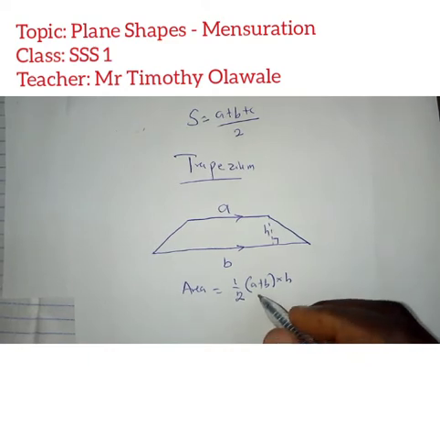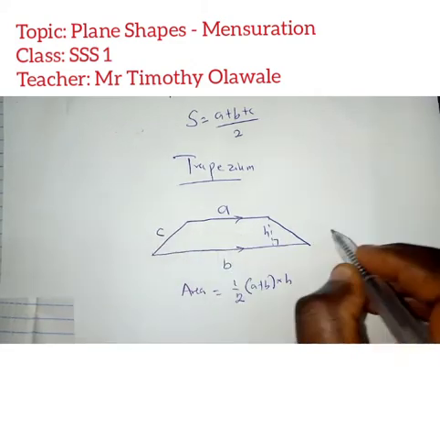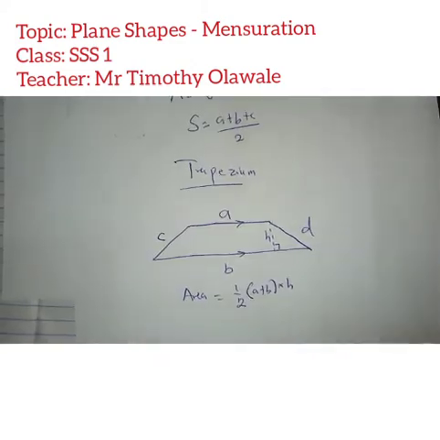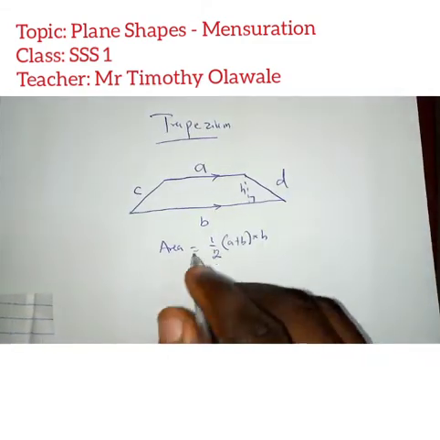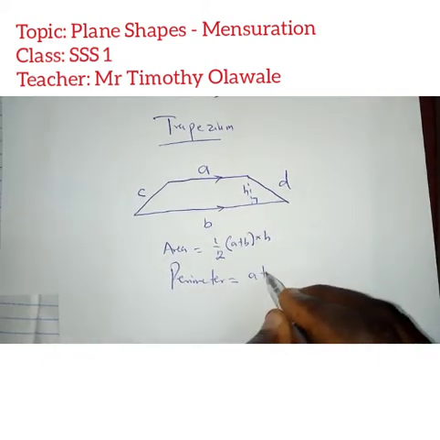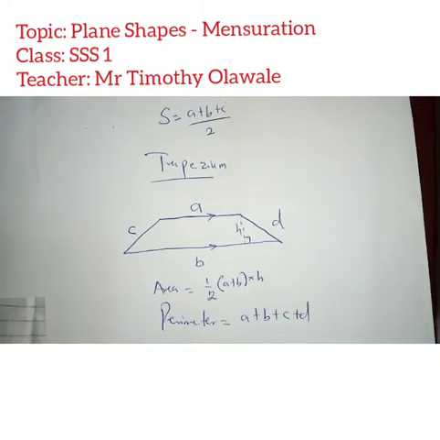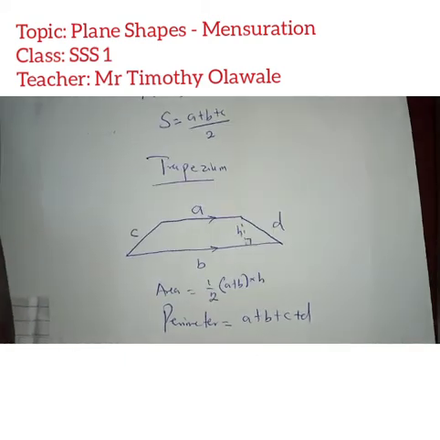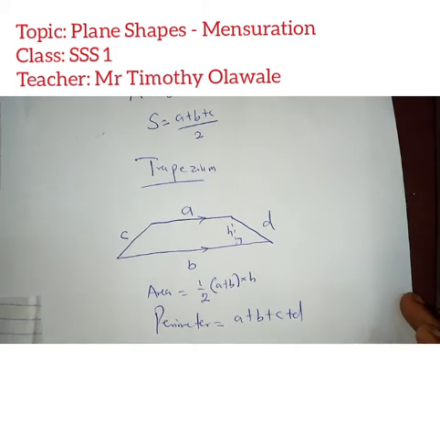And what will be the perimeter of the trapezium? If this is a, this is b, this is c, and this is d, the perimeter will simply be adding the four sides. So perimeter will be a plus b plus c plus d. Is that clear? As a recap, we have looked at circle, square, rectangle, parallelogram, triangles, rhombus, and trapezium.